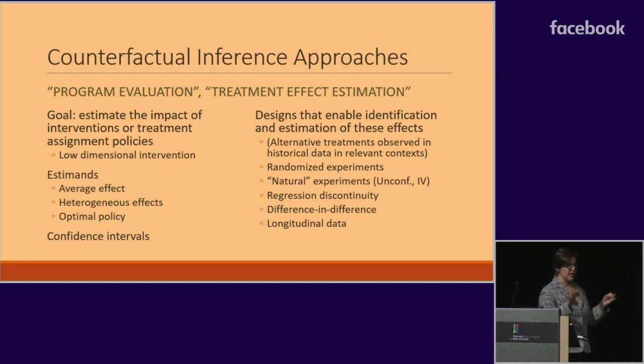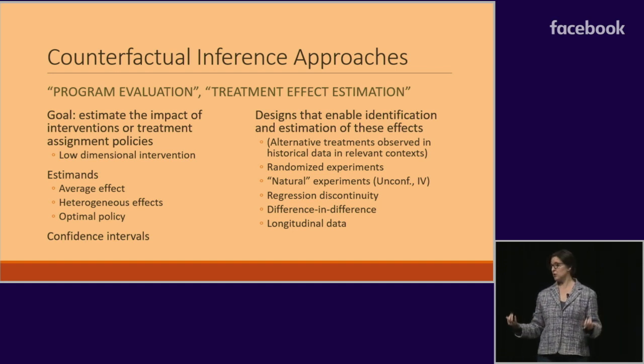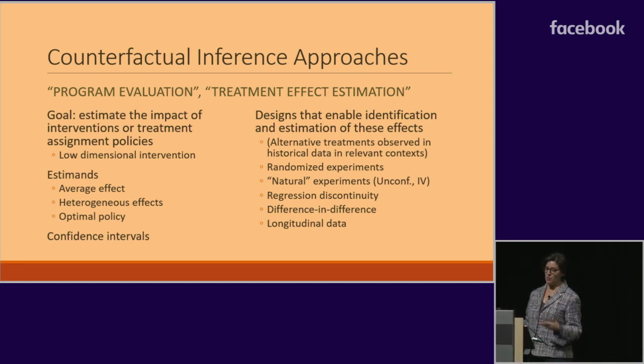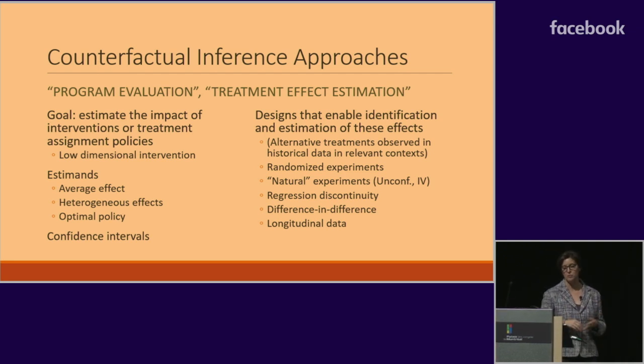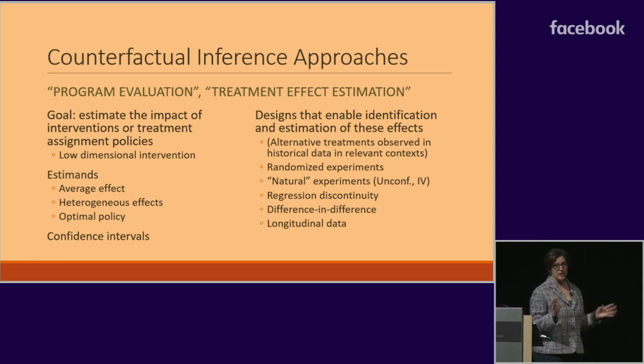The more sophisticated, more recent versions look for heterogeneous effects. So for whom did it work? Because that will tell me in the future who I should send a mailing to try to get them to vote. And also more recently, there's a lot more emphasis on estimating optimal policies, mapping from people's characteristics to their assignments. And a big emphasis in this whole literature is confidence intervals.